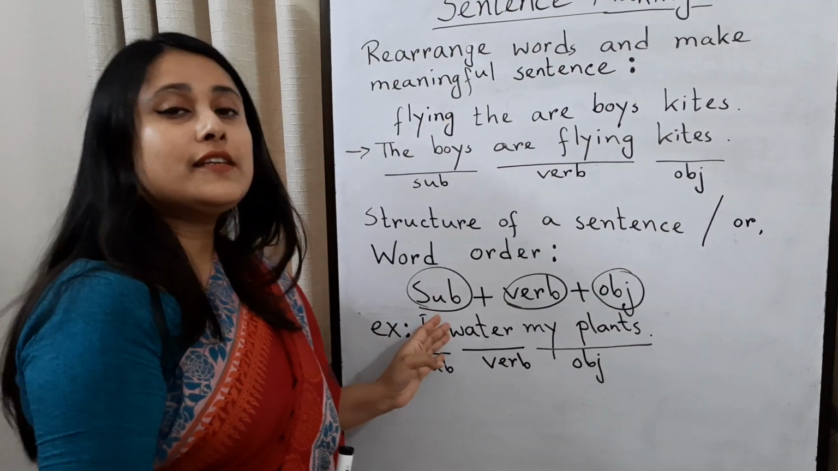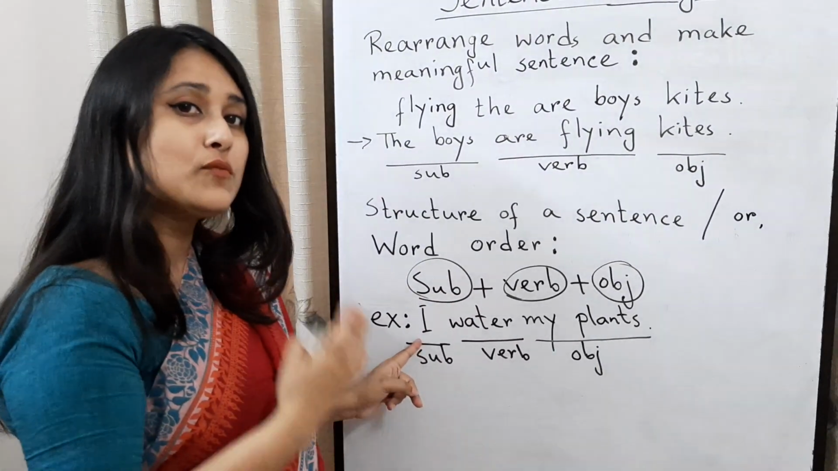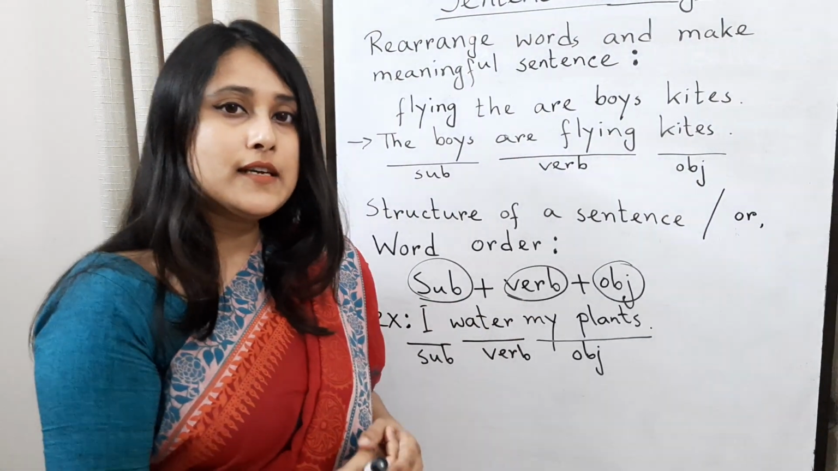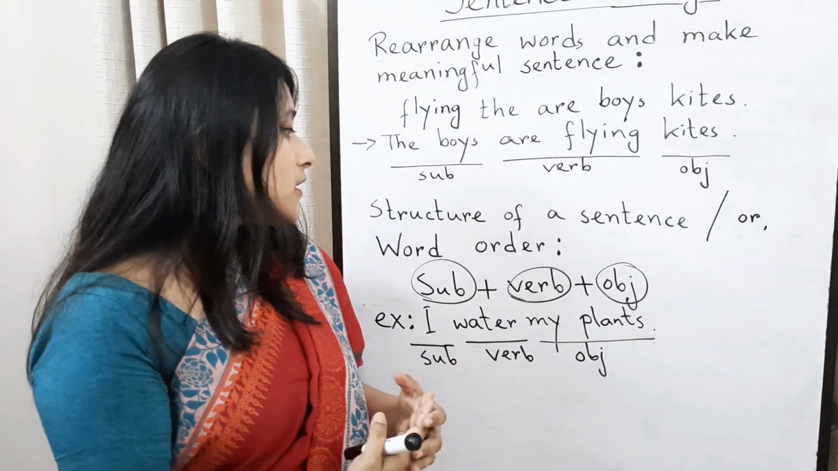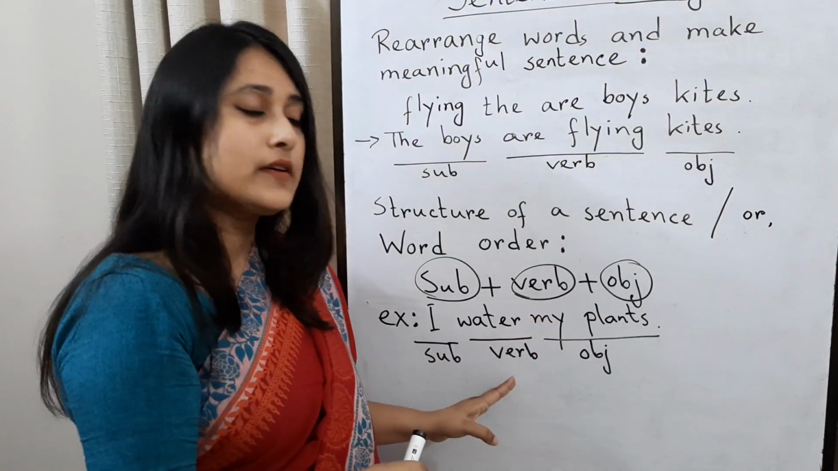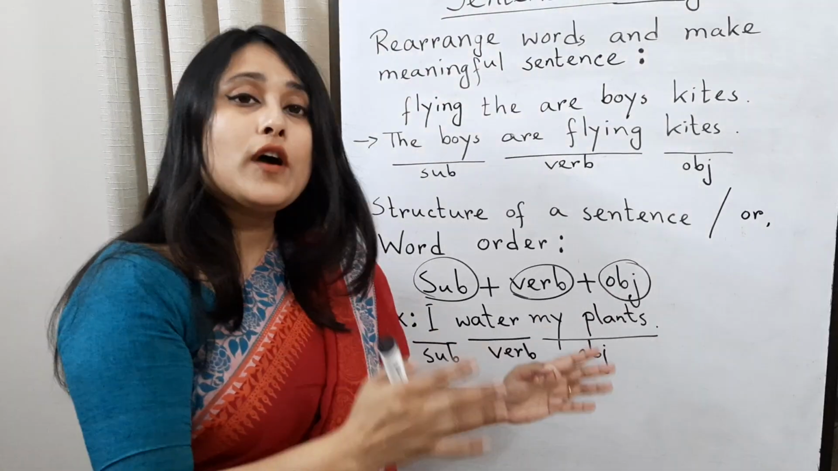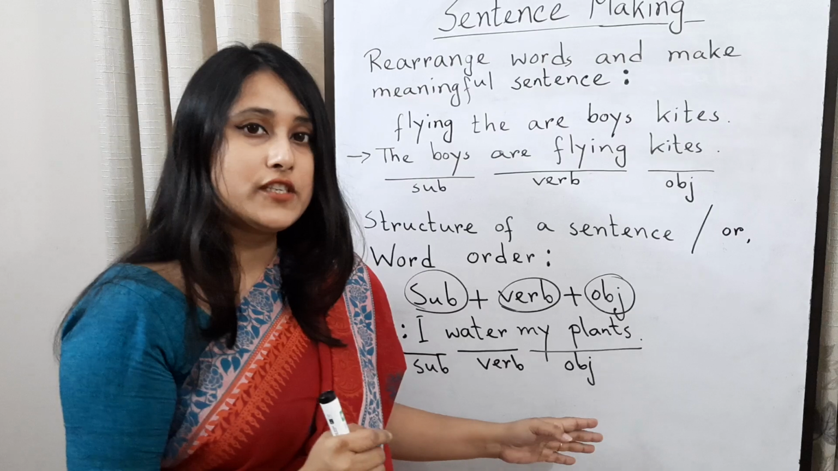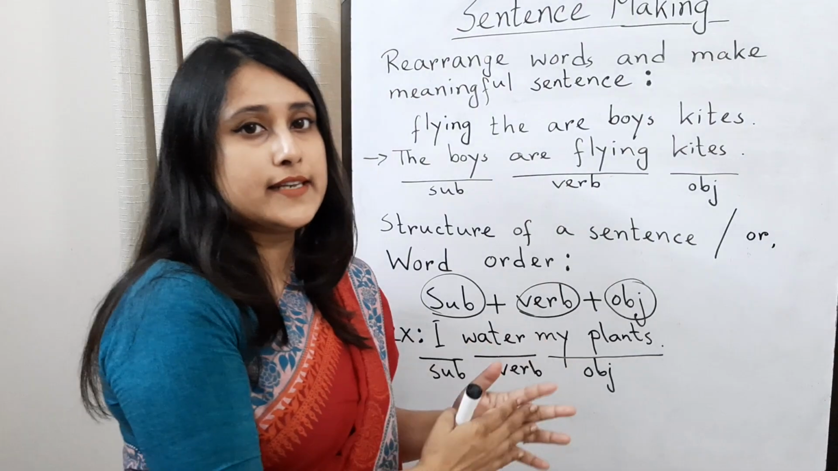Subject is what we talk about in a sentence. Here I'm talking about myself. So I is the subject. Verb is an action word. That means the word that expresses some action or doing anything is called a verb. Water, that means pouring water, is a verb. Then the object is my plants. Object means the word that receives the verb. So my plants is the object here. It receives water. So this is the general sentence pattern.